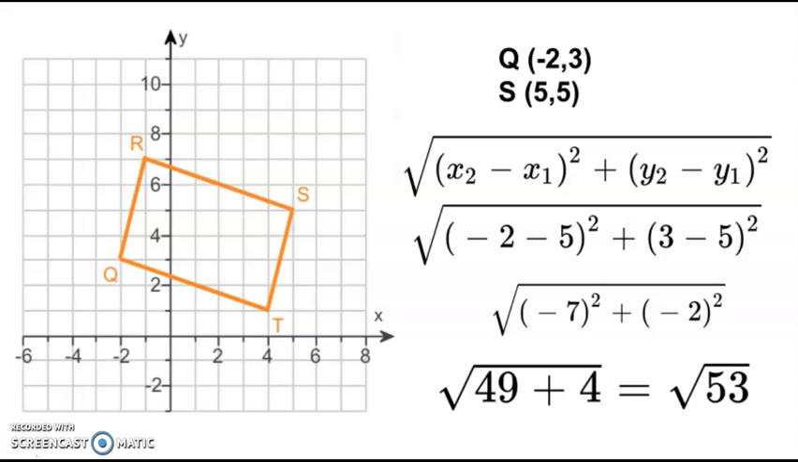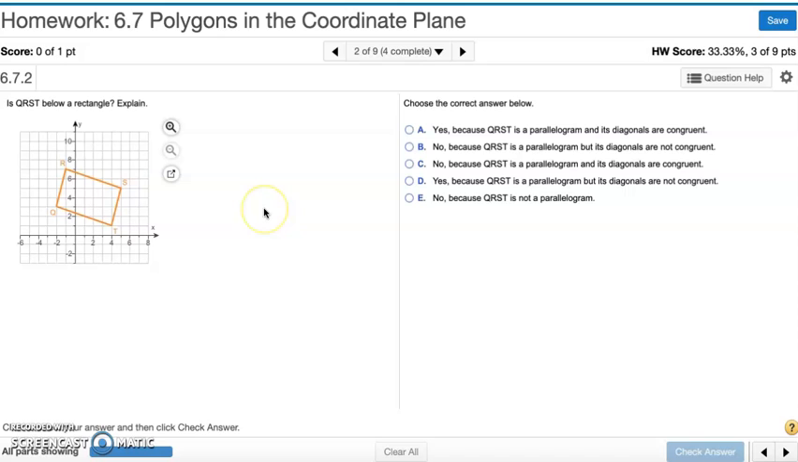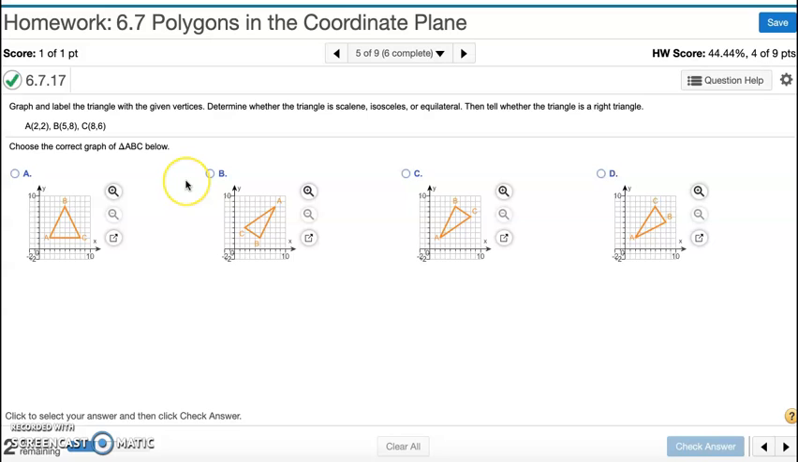So let's choose our answer. So is this a rectangle? I'm going to say no, because it is a parallelogram, but the diagonals are not congruent. And that's number 2. Going to number 5. Graph and label the triangle with given vertices. Determine whether the triangle is scalene, isosceles, or equilateral, and then tell whether the triangle is a right triangle.